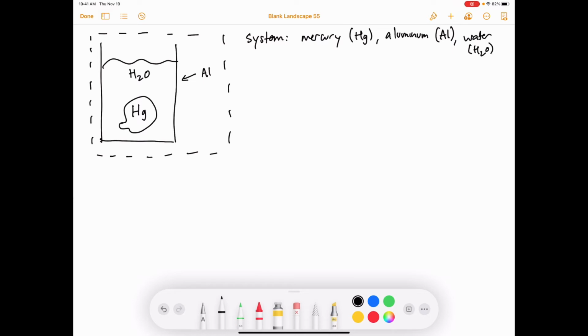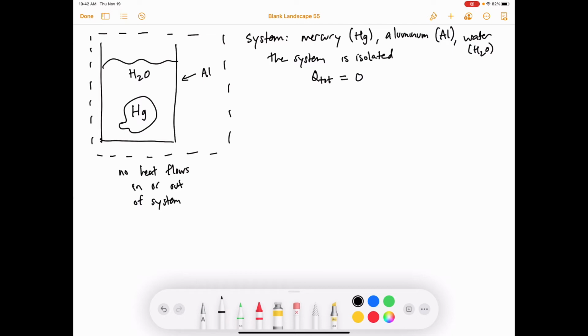Now that system is isolated from its environment. And that means it's not exchanging any heat with its environment. Overall, there's no heat flowing into or out of the system. Now, of course, the aluminum, the water, and the mercury are exchanging heat with each other, but there's no heat flowing into or out of the system. So no heat flows in or out of the system. That's how a calorimeter is designed.